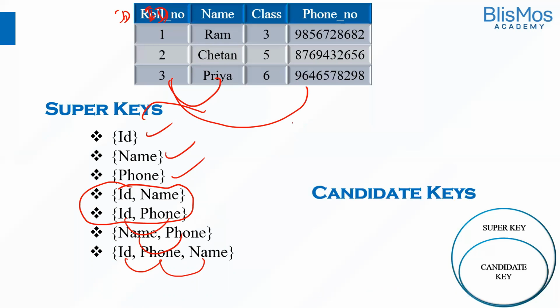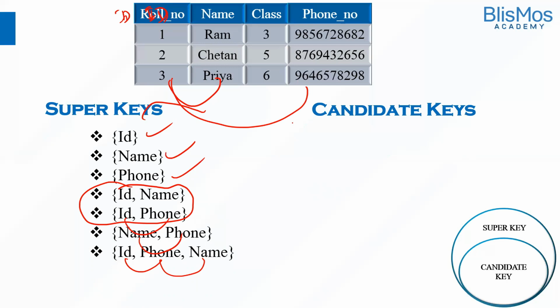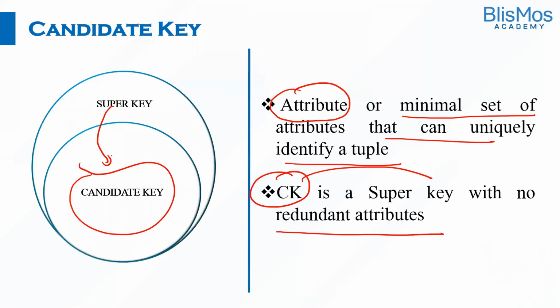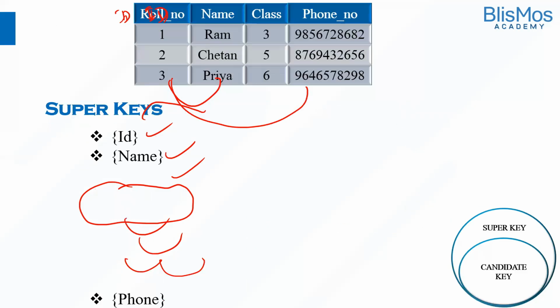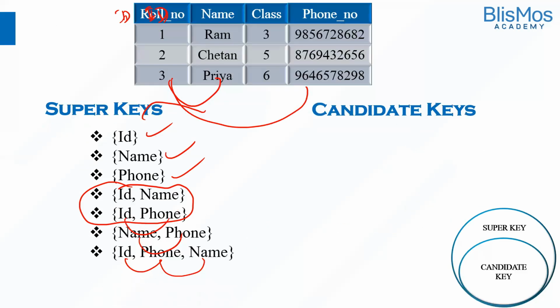These are all the set of super keys. Now from this, which are the candidate keys? Remember, as we already discussed, candidate key is a super key with no redundant attribute. We should not have a redundant attribute. Let us check that out here. If you come here, these are the super keys. The candidate keys are ID, phone, and ID, phone together.